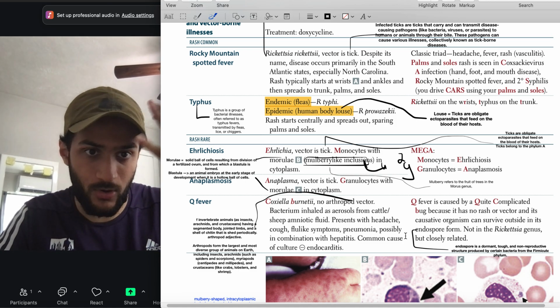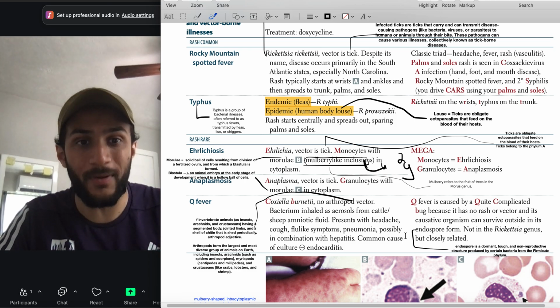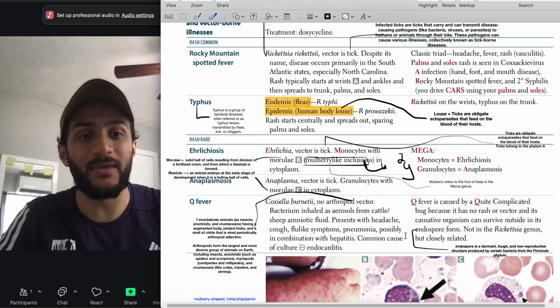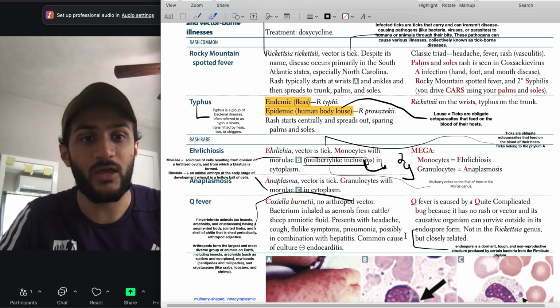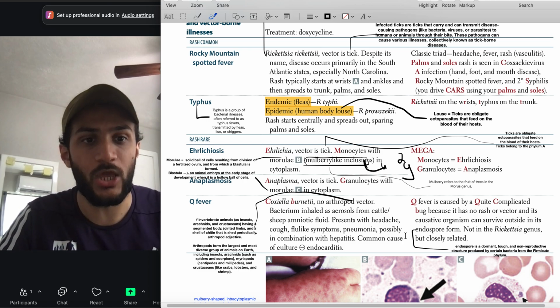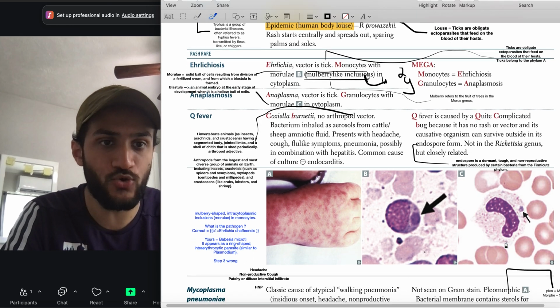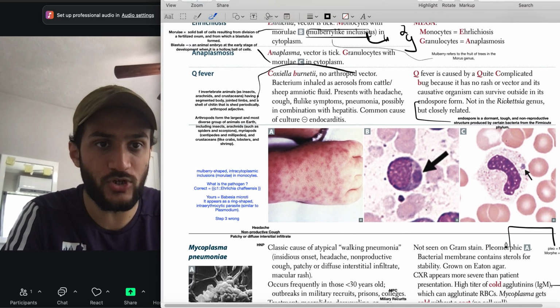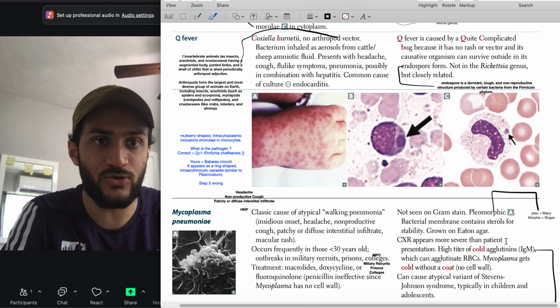It is caused by a quite complicated bug. Because it has no rash or vector, its causative organism can survive outside in its endospore form, not in Rickettsia genus but closely related. So we can see endospore is basically a dormant, tough, non-reproductive structure produced by certain bacteria.